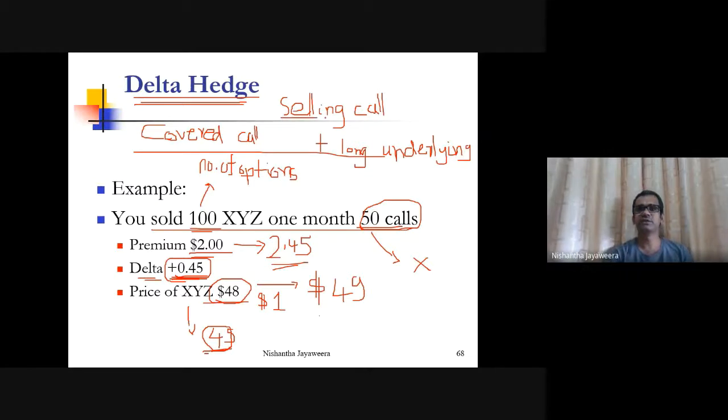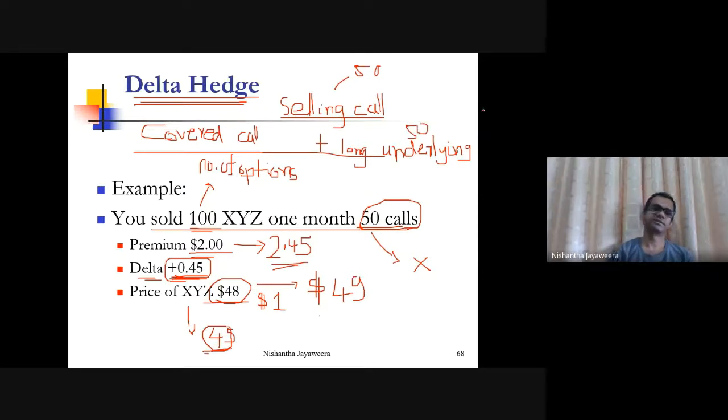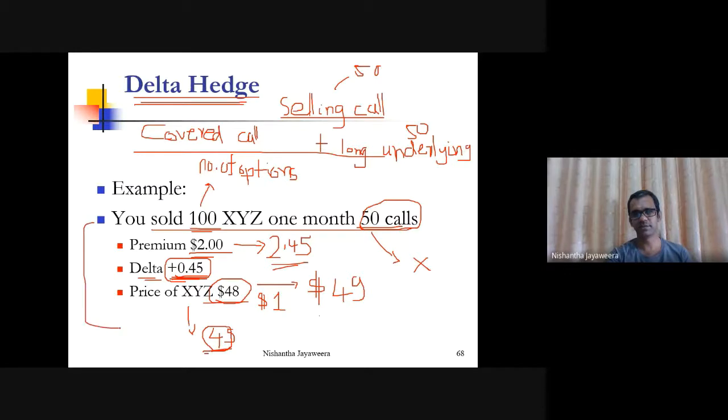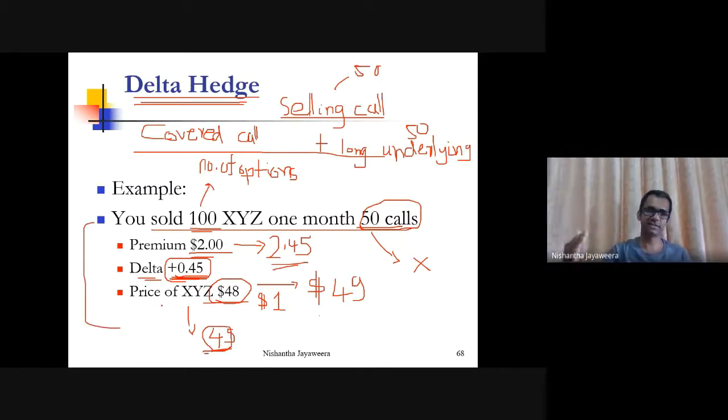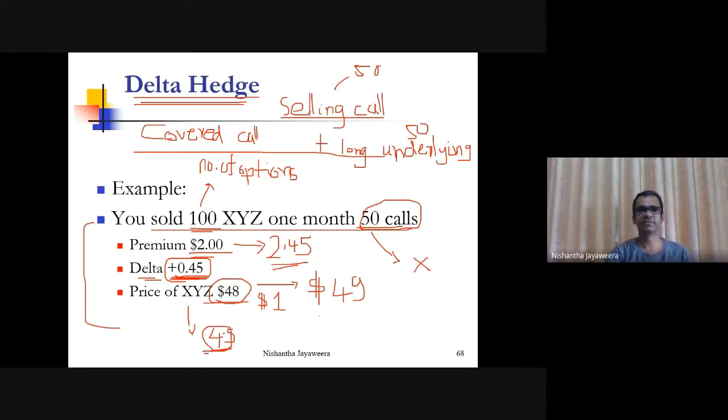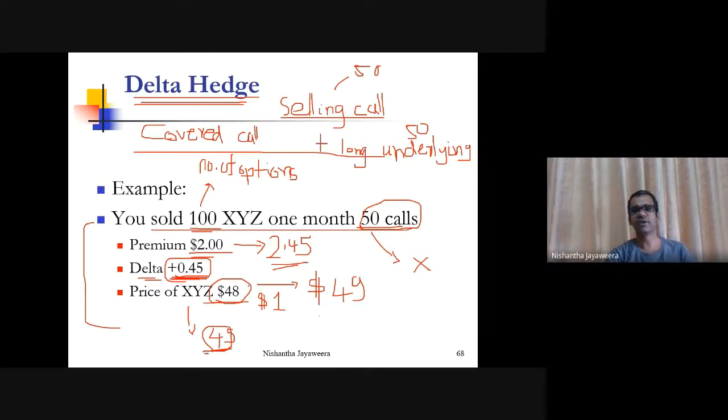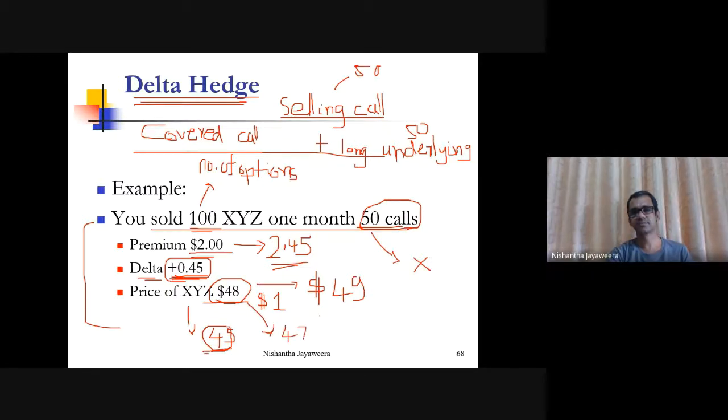So whenever you sell call options, say 50 call options, you buy 50 underlying asset. Then you are fully protected. But this is a much more dynamic thing. When the price changes, delta changes, then the amount that you have to buy or sell would change. So assume instead of going up from 48 to 49, it goes to 47. Then this will go down by 45.